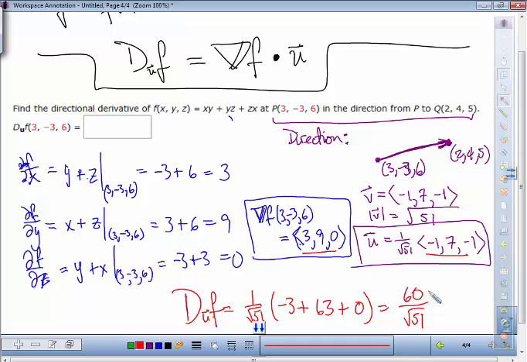So what does a directional derivative give again? It just gives a slope, or the rate of change. So the rate of change here is positive. It looks like if we move from this point to this point, your function value will increase.